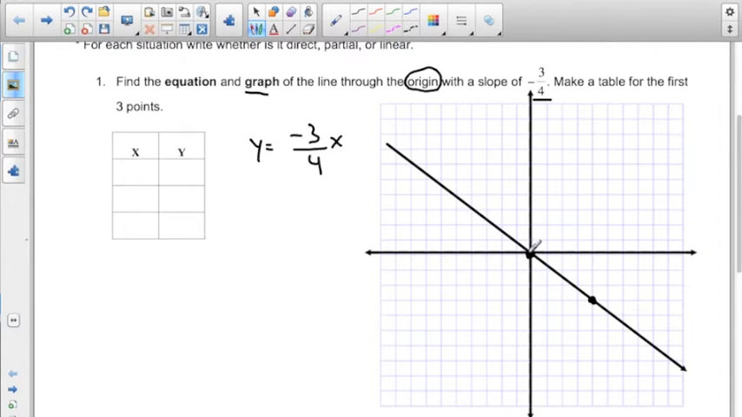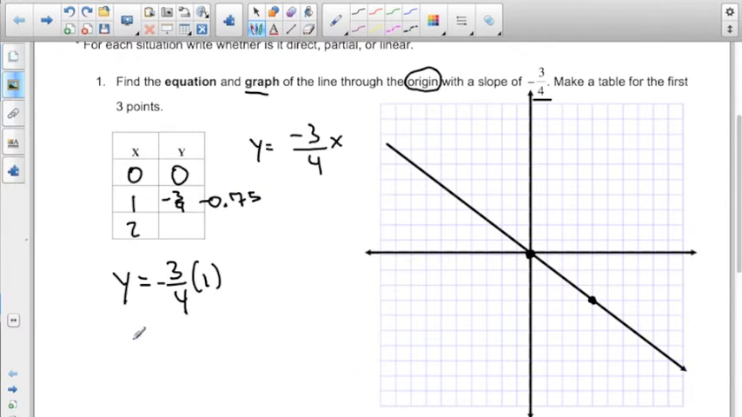If we look right away, we can see when x is 0, y is 0. So when x is 1, let's take our rule and find out. y equals -3/4 times 1, we get -3/4. If you guys want, you could have written it as negative 0.75. Now if we do 2, y equals -3/4 times 2, we end up getting -1.5. And that explains why our graph is going down. Okay, so that's for question 1.